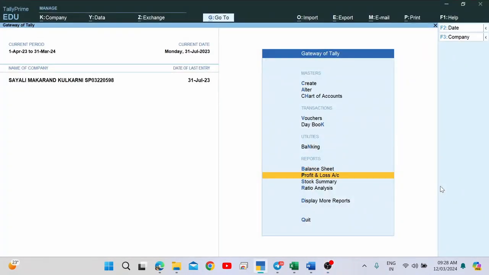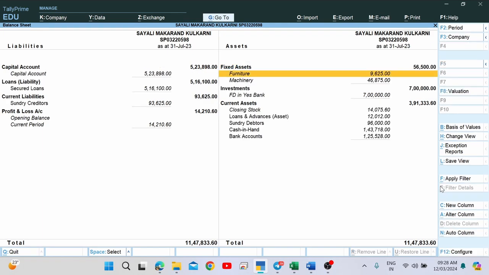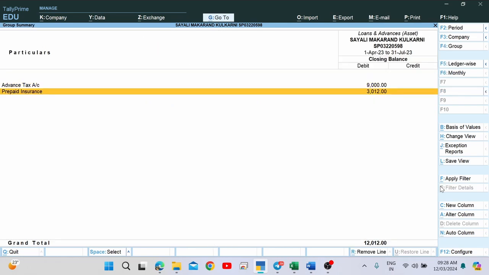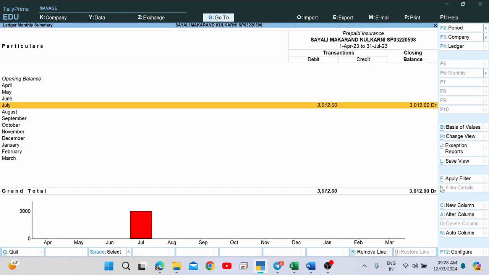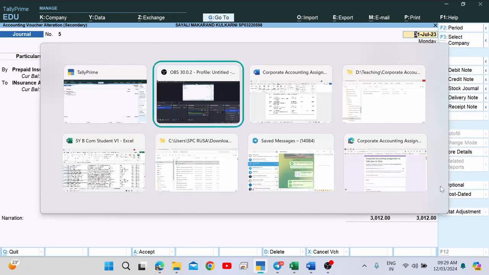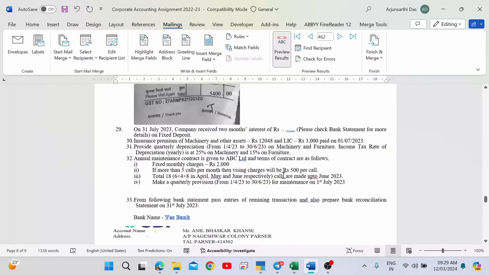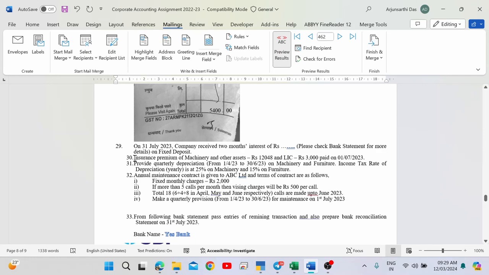This is the tally. You will get that prepaid insurance in the balance sheet under loans and advances. Prepaid insurance, this entry. You can pass this entry on 31st March or on the 31st July. In the project, we have a question related to insurance.